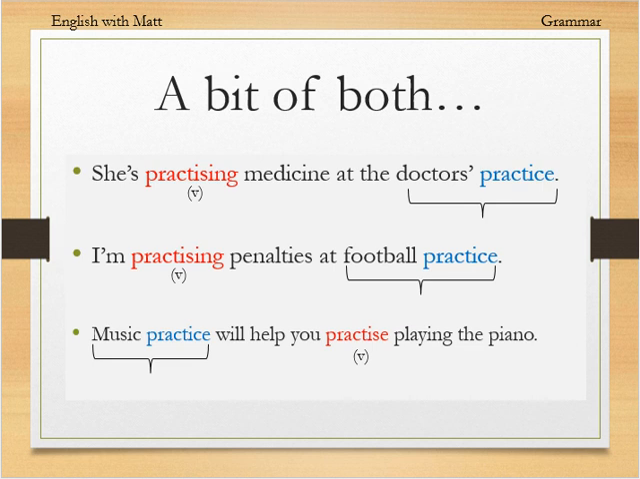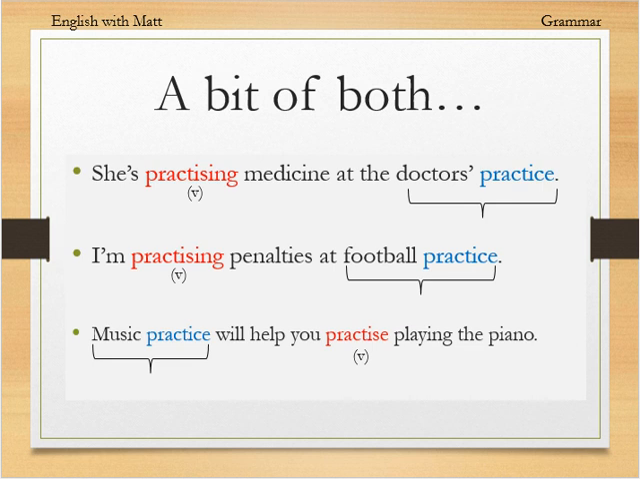And again, I'm just doing this for the purposes of this presentation. I would probably not want to write something like this in real life. She's practicing medicine at the doctor's practice. So we've got the red verbs here and the blue nouns. The bracket is around almost the noun itself, so the actual particular place or thing.